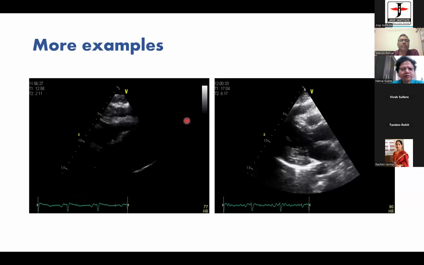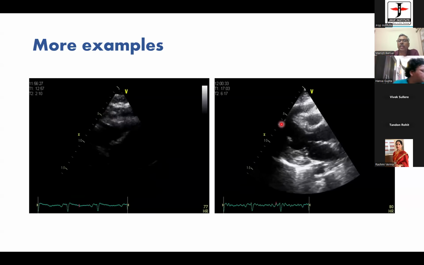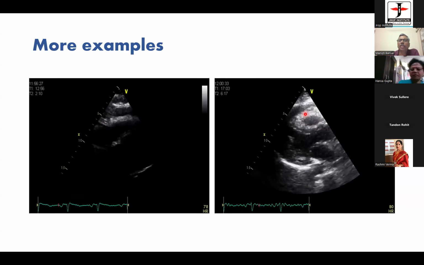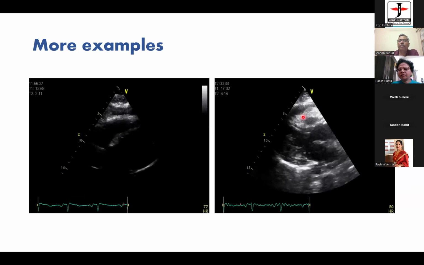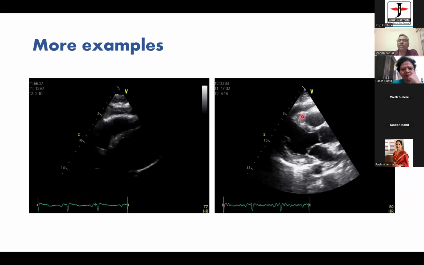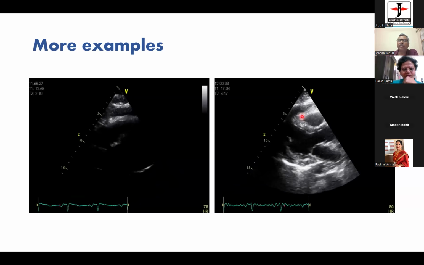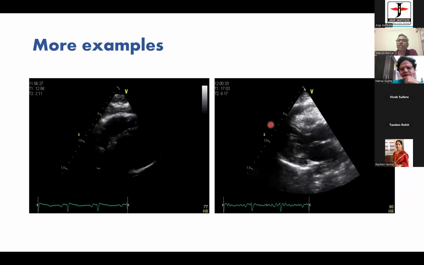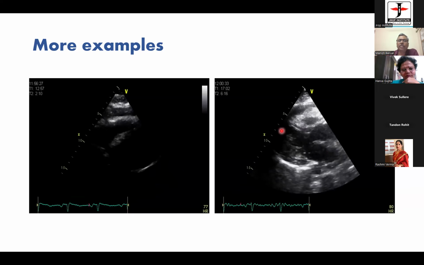I've got some more examples. So again, we can see fat tissue here. In this example, also fat tissue. Now, as there was a discussion happening about epicardial fat versus pericardial effusion, this can create confusion, and sometimes epicardial fat may be mistaken as thickened pericardium organizing effusion, as one of the attendees asked also. But there are some ways to distinguish.